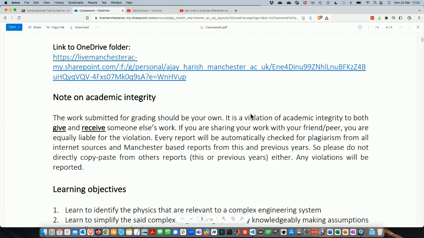And even if your friend is giving you the report, they're as guilty as you are for copying. So please don't share the report. Write it by yourself and think about it. The problems are really easy. If you're coming to the lab and working out the lab tasks, I don't think this is too difficult. If you just take lab one, lab two, and lab three and work everything out by yourself once, that's all that's expected.